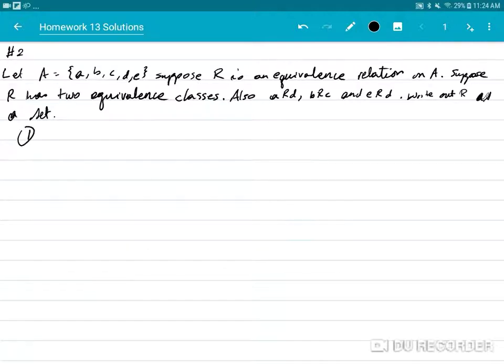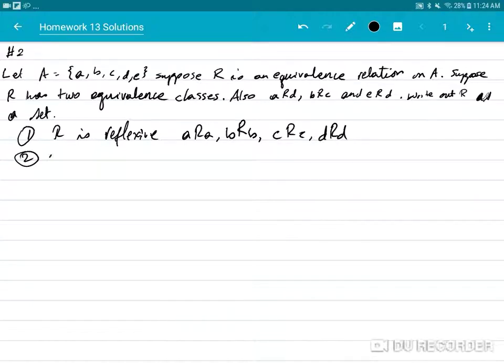So one thing we know is that R is an equivalence relation, which means that R is reflexive, and hence A must be related to A, B must be related to B, C must be related to C, and D must be related to D. And the other thing we know is R is symmetric.